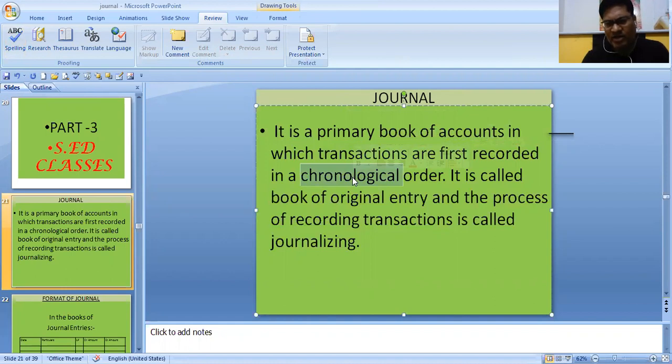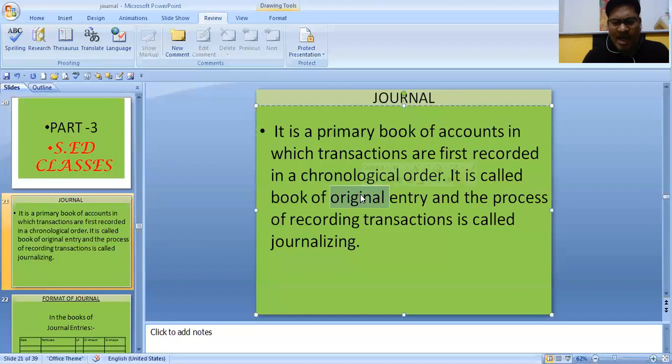Chronological means date wise, like January 1st, then January 2nd, then January 3rd, or April 1st, then April 2nd, then April 3rd. All of April 1st transactions, then all of April 2nd transactions, like that. That is called chronological order. It is called the book of original entry, and the process of recording transactions is called journalizing.